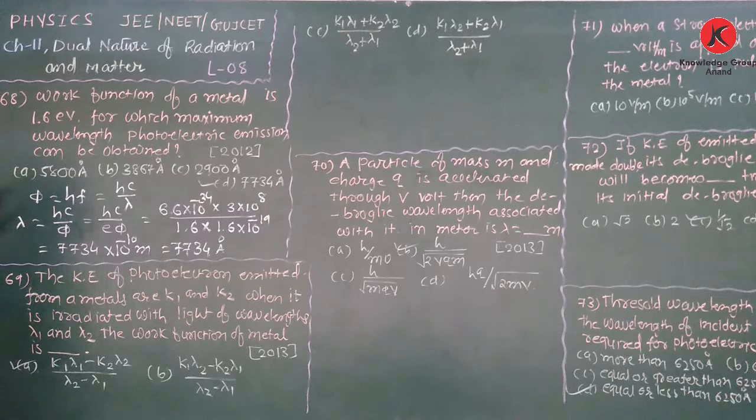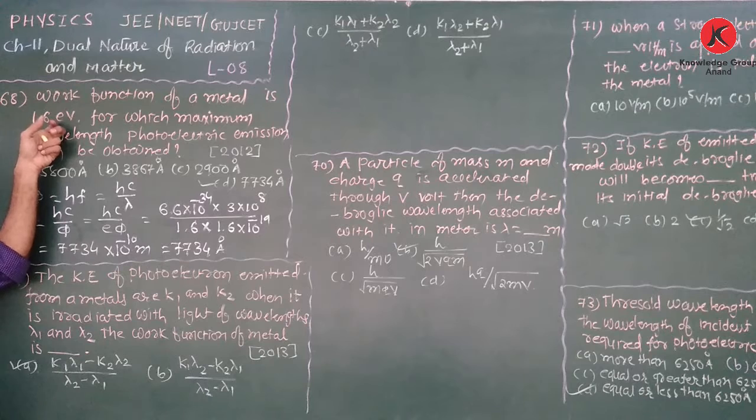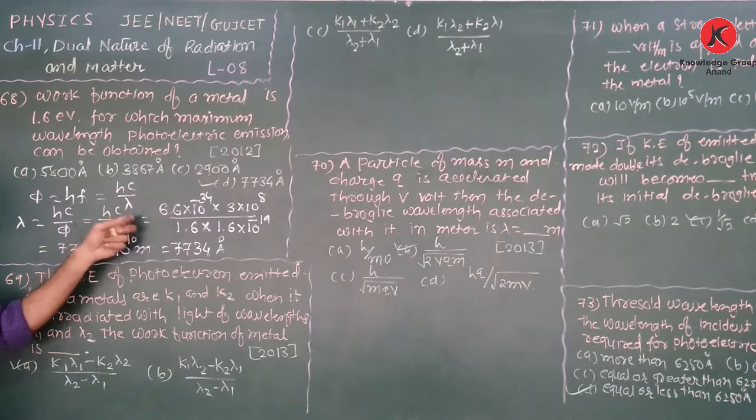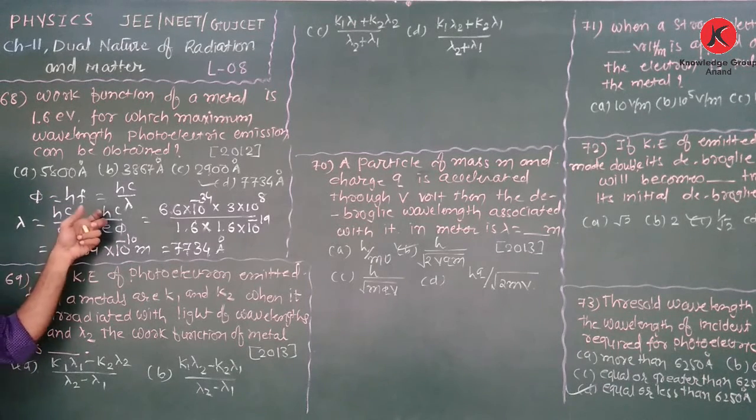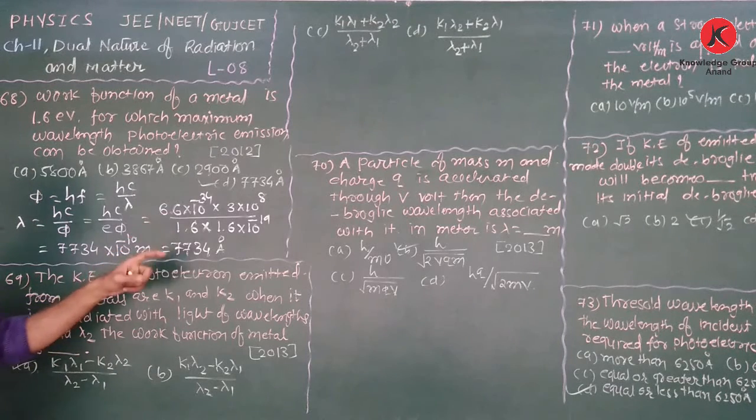Again, we know that the equation of the work function is phi equal to hf, but we require the wavelength. Therefore, we convert the frequency into wavelength by substituting f as c upon lambda. Therefore, phi is hc upon lambda, and lambda is equal to hc upon phi. But the work function is given in electron volt. We convert it into joule, therefore we multiply by the charge of an electron. Therefore, lambda is equal to hc upon e phi. Substituting the values, we obtain the answer 7734 angstrom.